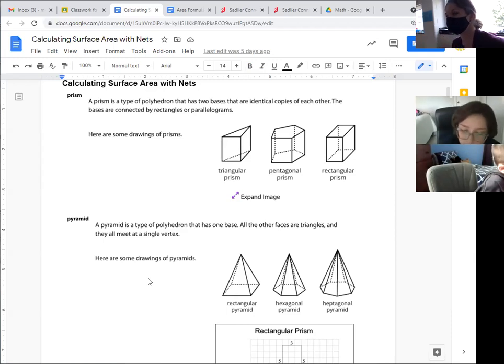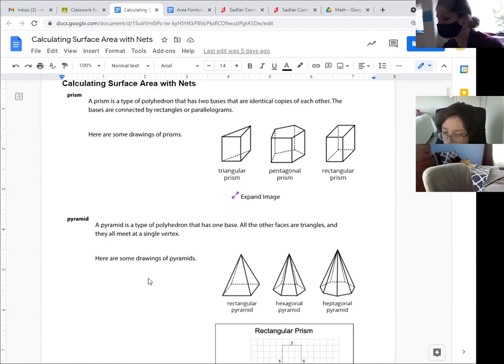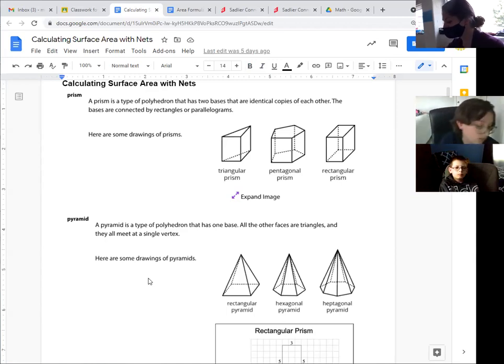And you'll have an assessment on Friday that basically tests your knowledge on identifying prisms and pyramids, calculating the surface area, calculating volume of rectangular prisms. So that sort of thing, all right? So throughout the week, we will continue to practice with this skill set.